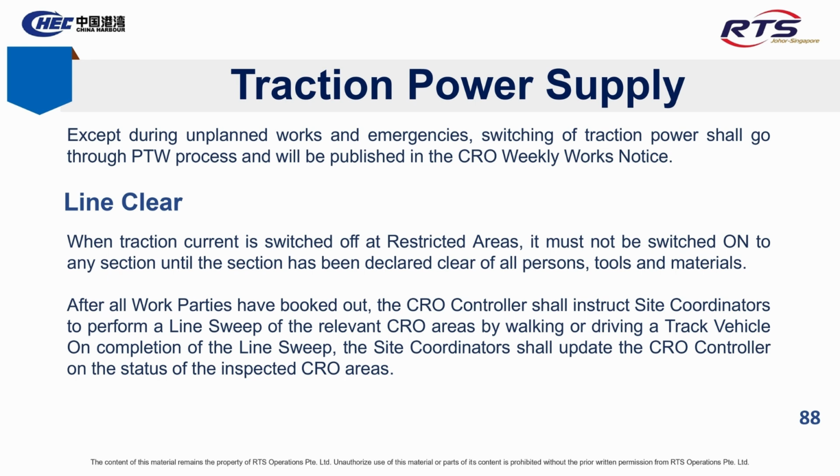After all work parties have booked out, the CRO controller will instruct site coordinators to conduct a line sweep to confirm clearance, either by walking or using a track vehicle. The status is then reported back to the CRO controller.